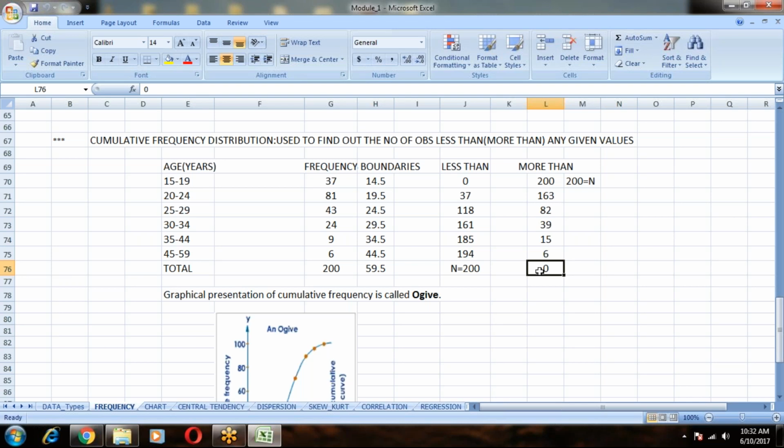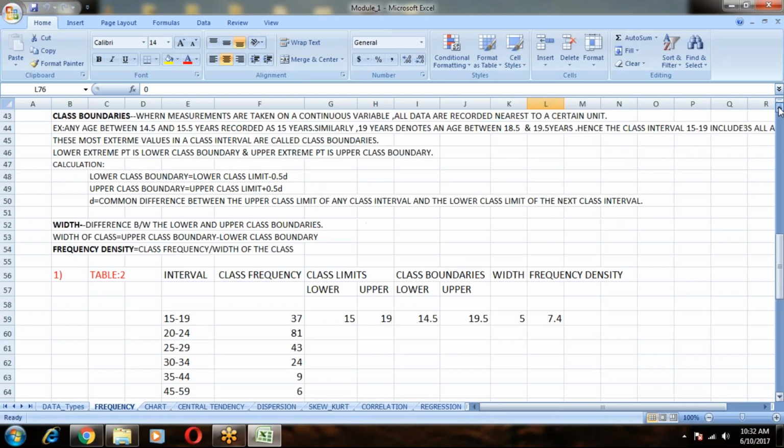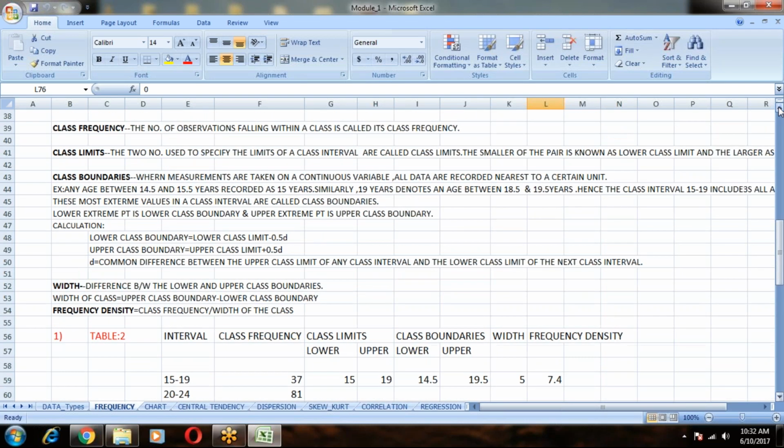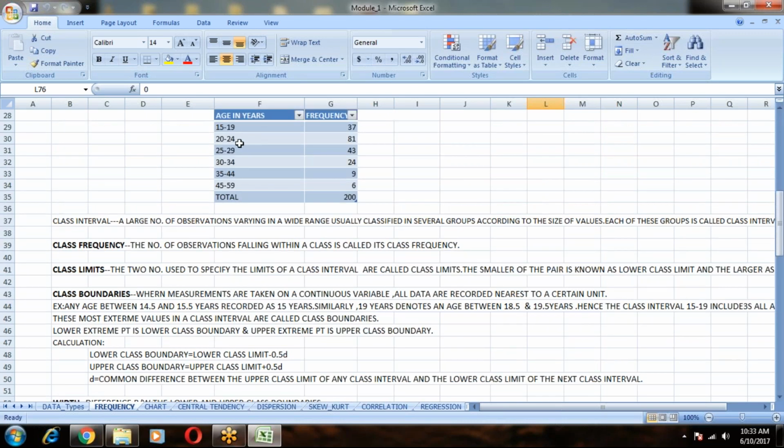Now, Rajamani, we already discussed this. In each class interval, like 15 to 19, 20 to 24, we are having ranges. We are calling them class intervals, right? It's fine, Rajamani, I'm just repeating. It's 15 to 19, 20 to 24. These are the ranges. We are calling them class intervals.